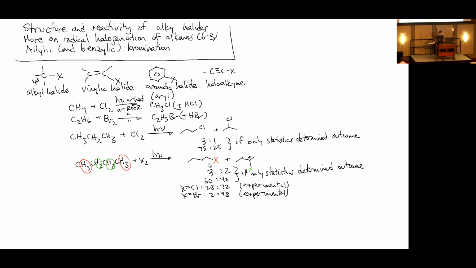So what does that mean? That means that something's going on here other than random chance. There's something else that's involved in terms of the product ratios. And that's what I would like to get into next. So let's basically, I just kind of want to rewrite this. So what's going on here? How can we make sense of that? Well, in order to understand that, we need to understand the intermediates of this reaction.